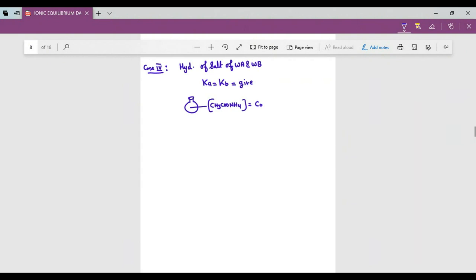And we know that for acetic acid and NH4OH, Ka = Kb = 1.8 × 10^-5. So we want to know what will happen to this solution. We have already discussed that these types of solution will act like a buffer solution. If you add a small quantity of acid and base, they will consume it, right? So let us discuss what will happen and how to calculate the pH of this solution.